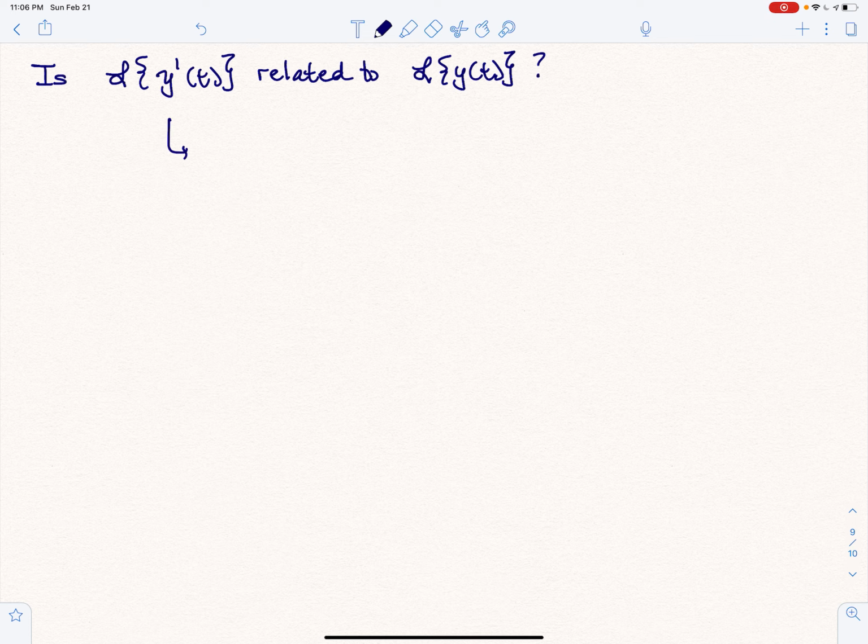I'm going to take the Laplace transform of y prime and write it in its integral form. So that's the integral from 0 to infinity of y prime times e to the negative st dt. And I'm going to use integration by parts to try to get y involved in the game. So I'm going to say that u is equal to e to the negative st and dv is equal to y prime dt. So that means that du is negative s e to the negative st dt and v is equal to y. So this is kind of an interesting road to take. So let's see where it leads us.